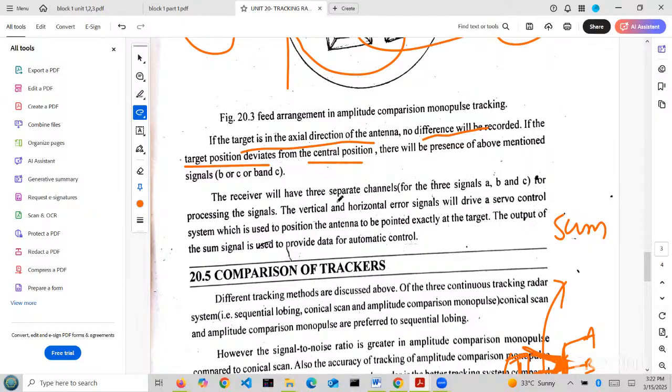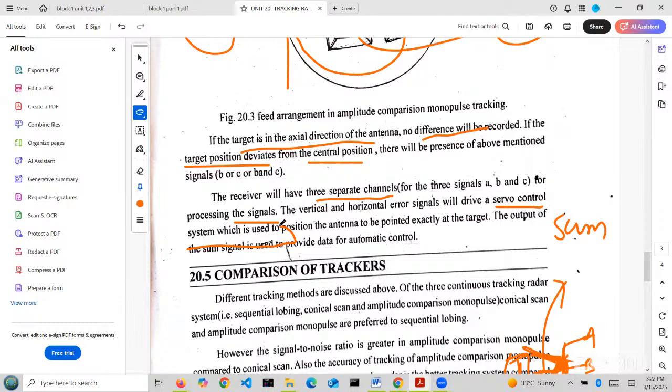So the receiver will have three separate channels to receive the signals. Again, we will use filters to separate these signals, but the signals are produced from the servo-mechanical system. The servo-mechanical system acts as the input to produce the signals. So this is about the monopulse tracking radar system.